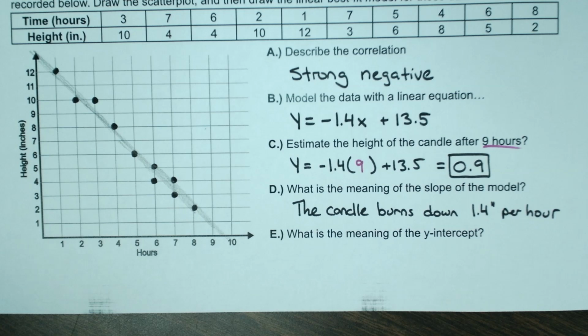The y-intercept represents your initial or starting value. Here that would mean nothing has been burned. It's been burning for 0 hours. So what do you think? Yeah, the candle was 13.5 inches tall to start with.